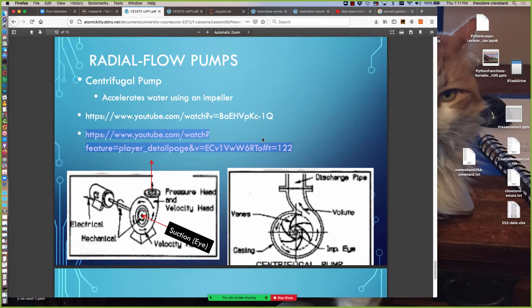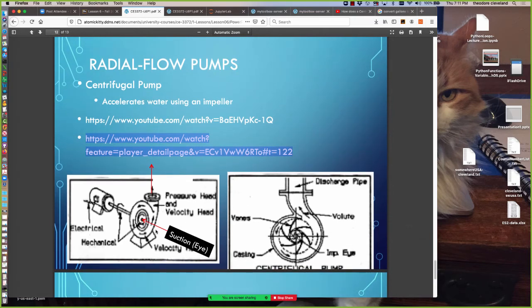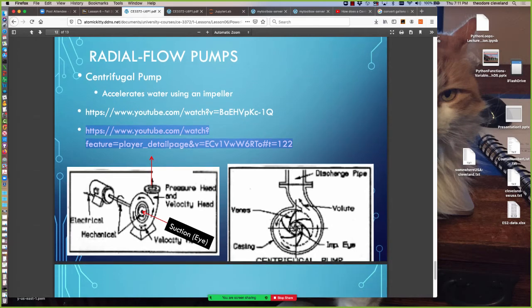So there's your introduction to positive displacement and centrifugal pumps. The eye that they were talking about in the Kirloskar presentation is the inlet. So it's called an eye for, I don't actually know why it is. It's just like the eye of a hurricane.